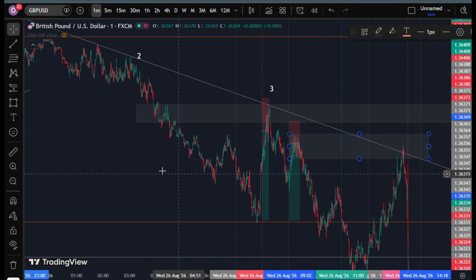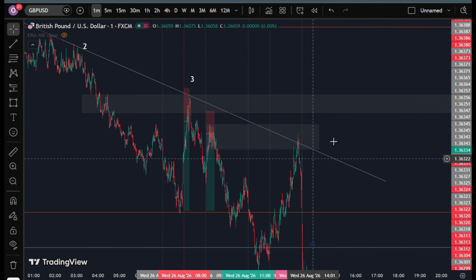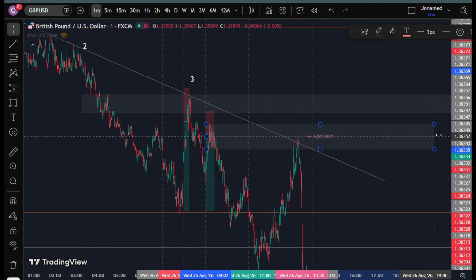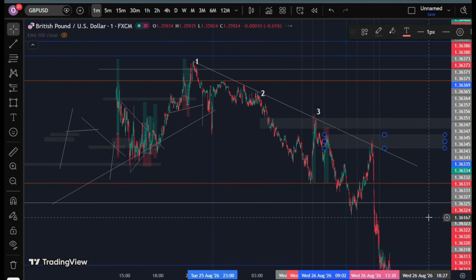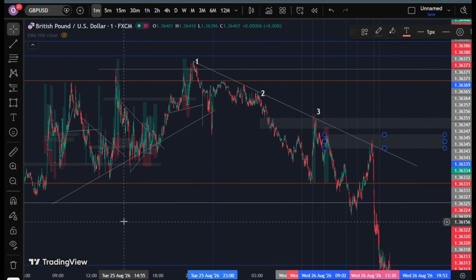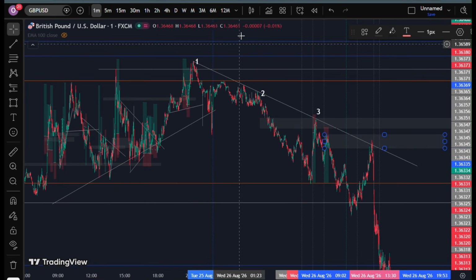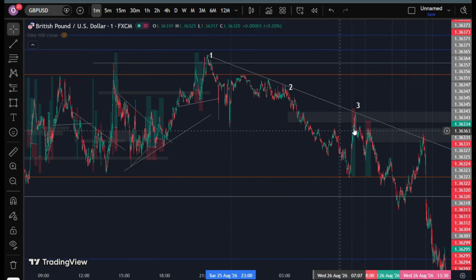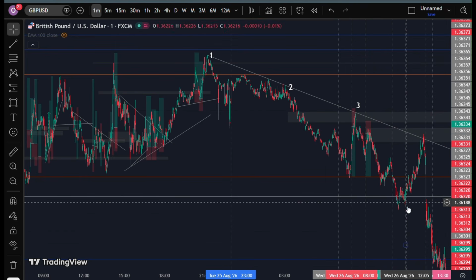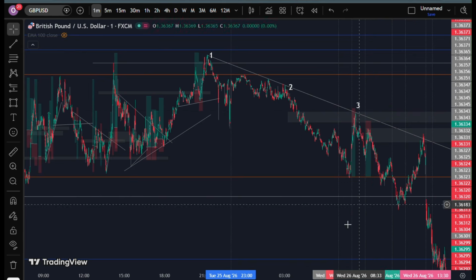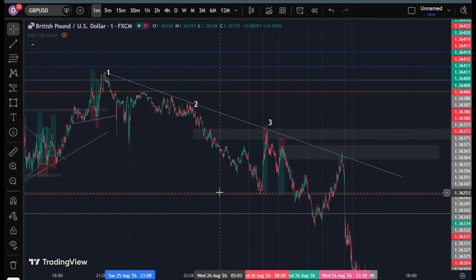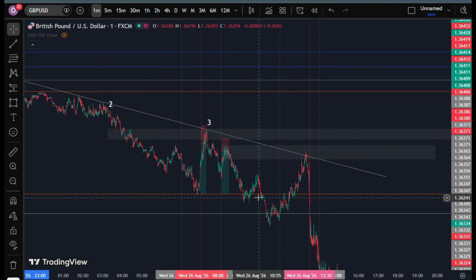Another aggressive entry came in again. This is another block that broke structure. Because if you look at this, we had a lot of supports around here. So what did it do? It broke structure. This is the origin.